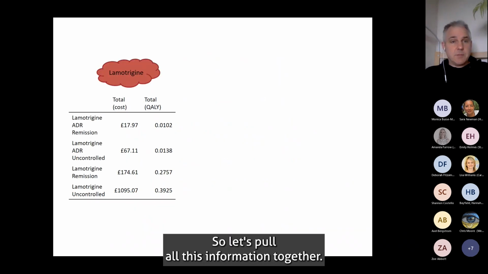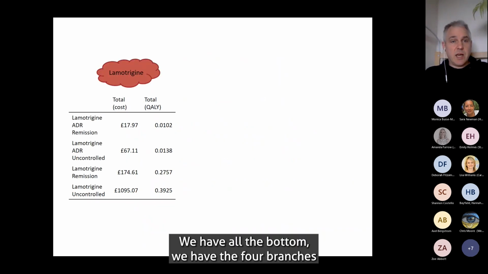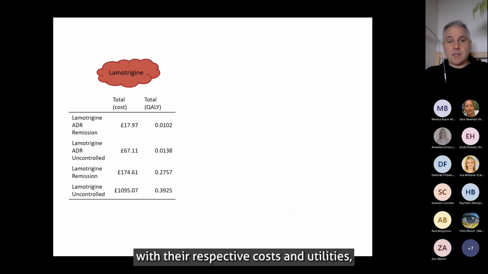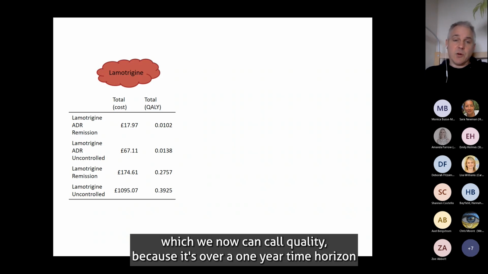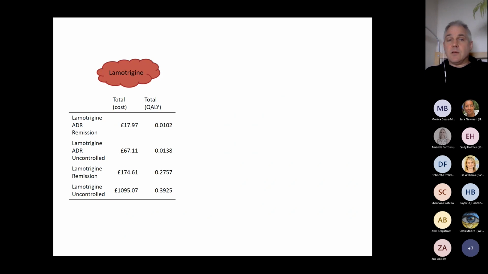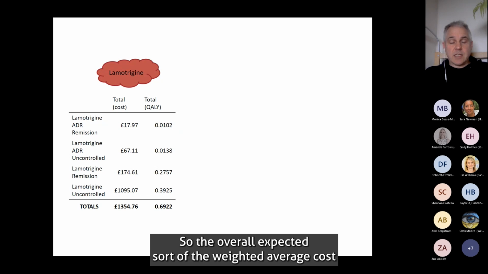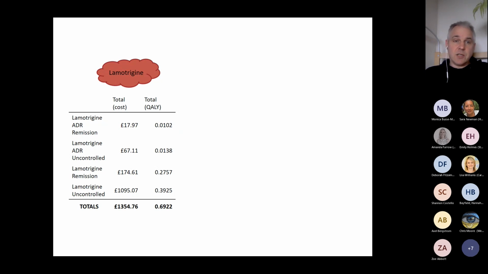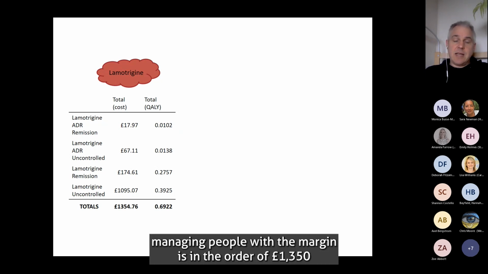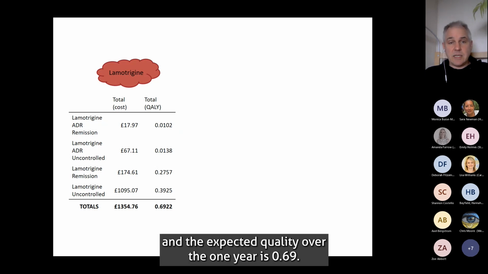Right, so let's pull all this information together. For lamotrigine, we have the 4 branches with their respective costs and utilities, which we now can call qualities because it's over a 1-year time horizon. We can add these up. So the overall expected, weighted average cost of managing people with lamotrigine is in the order of £1,350, and the expected qualities over the 1 year is 0.69.